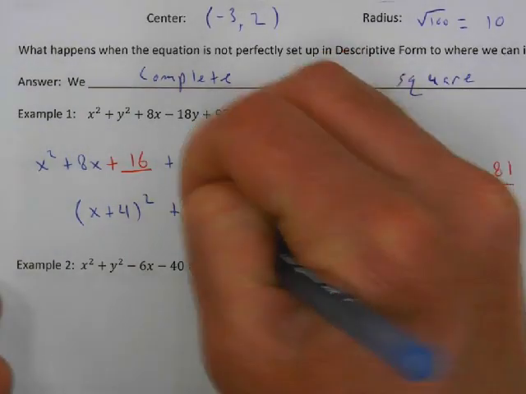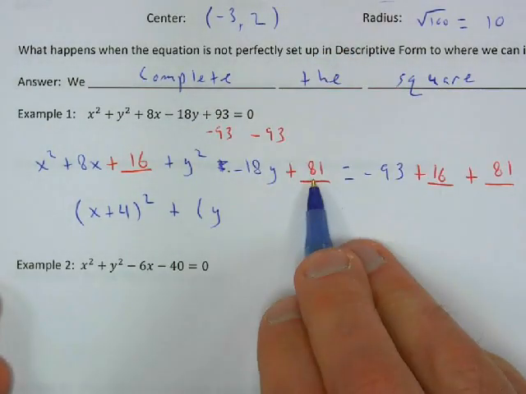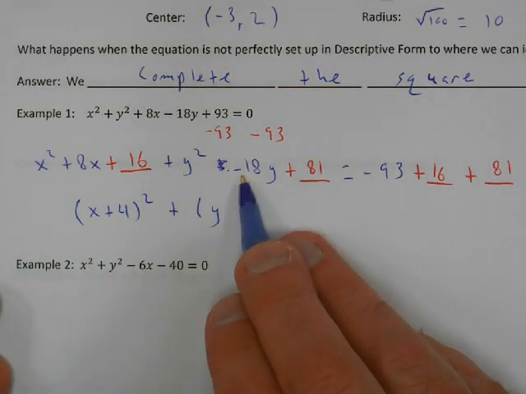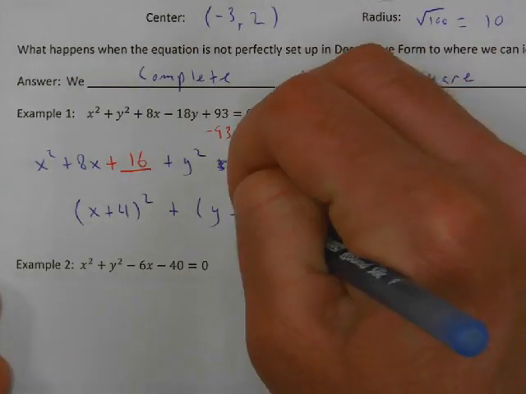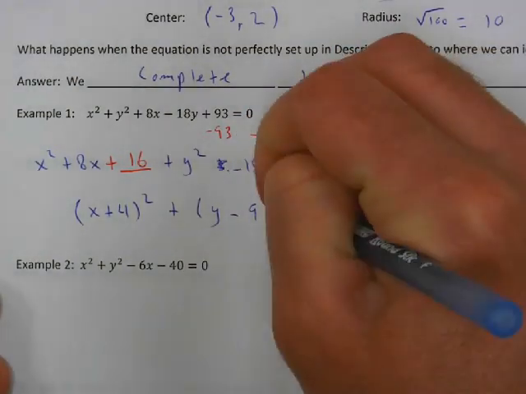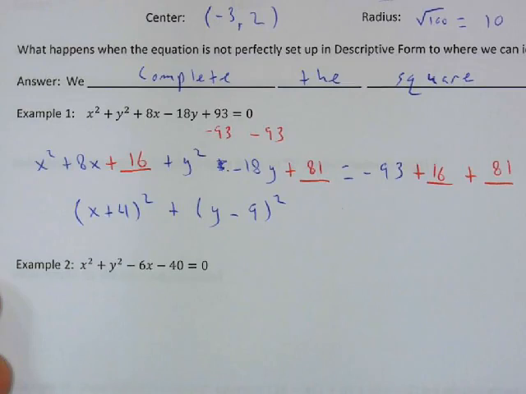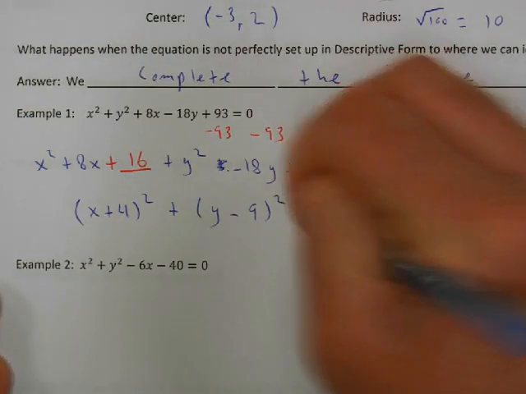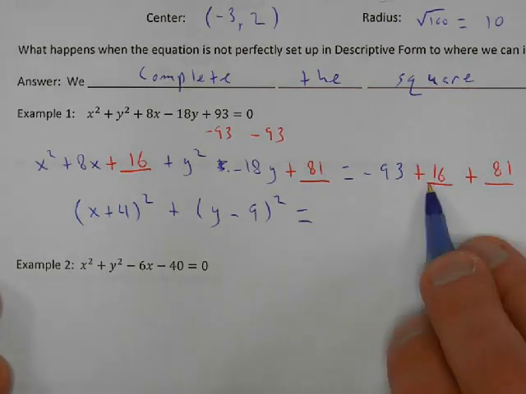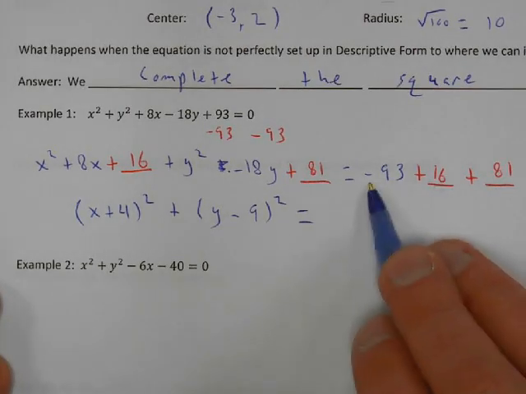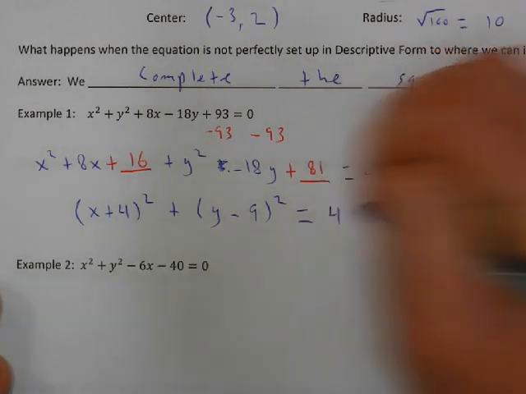And then, well, what did I square to get positive 81? Well, remember, we squared negative 9, because if this is negative, this should be a negative in your binomial. So we squared negative 9 to get positive 81. So then that's what's going to go in there with the y's. And then equals, well, whatever this stuff equals. Let's see, 81 plus 16 is 97. Minus 93 gives us 4.